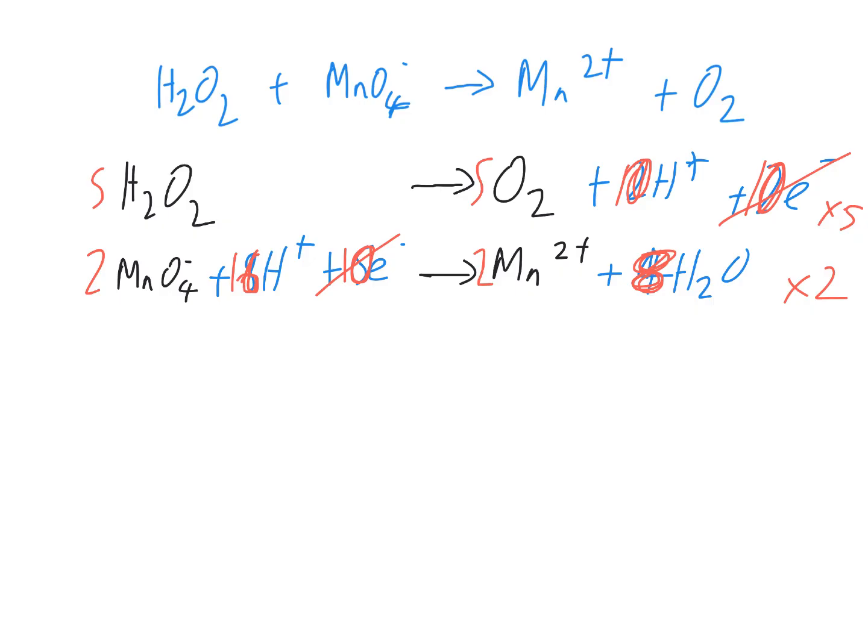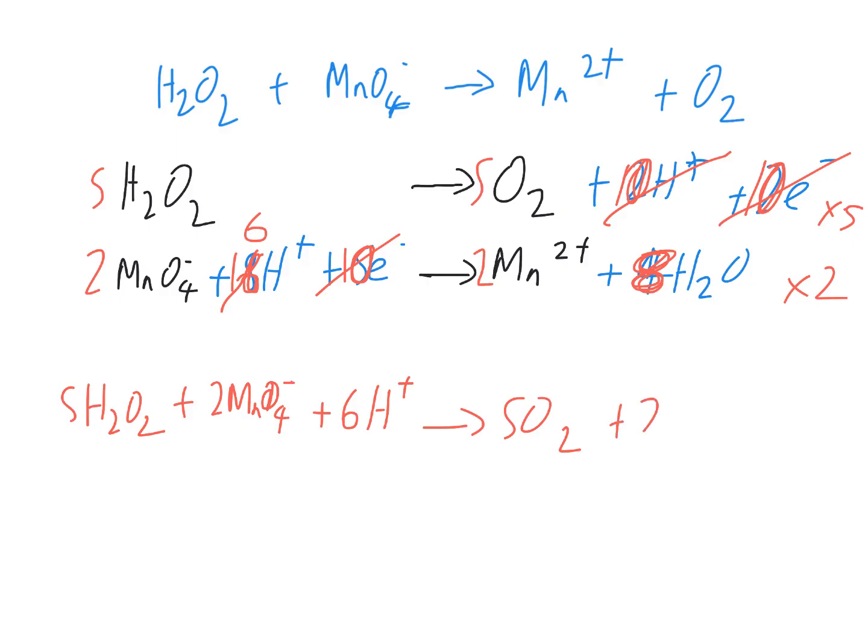In this case, H+. There is H+ on the right side, and it can cross out some of the H+ on the left side. 6 to be specific. And that's it. That's all we can cross out. So now we combine whatever's left together. Write your equation sign as it is, and then bring everything down. 5H2O2 plus 2MnO4- plus 6H+ gives you 5O2 plus 2Mn2+ and 8H2O.